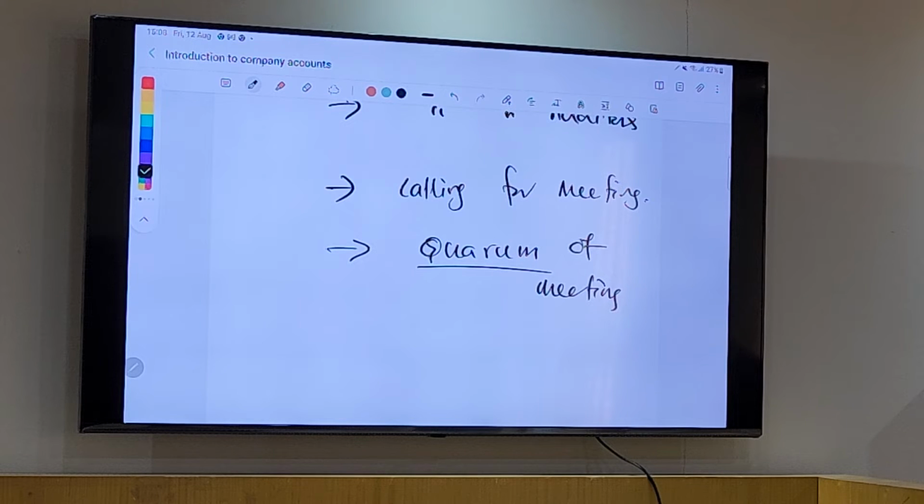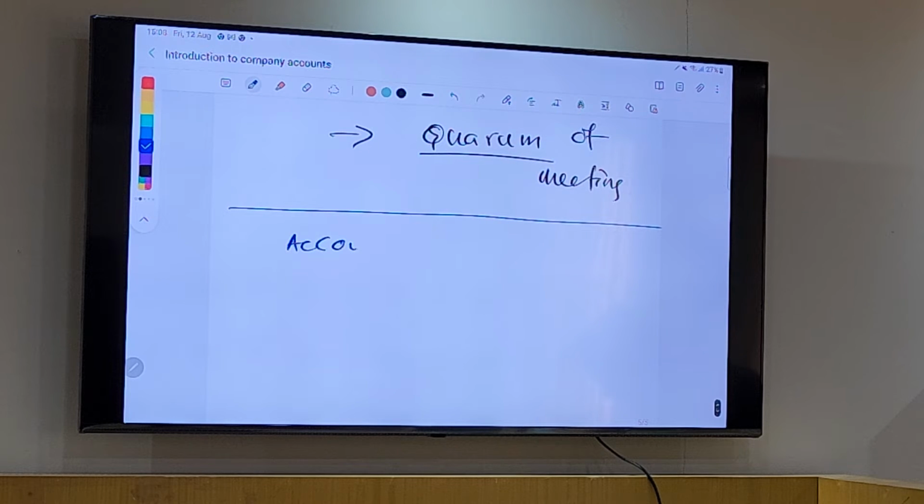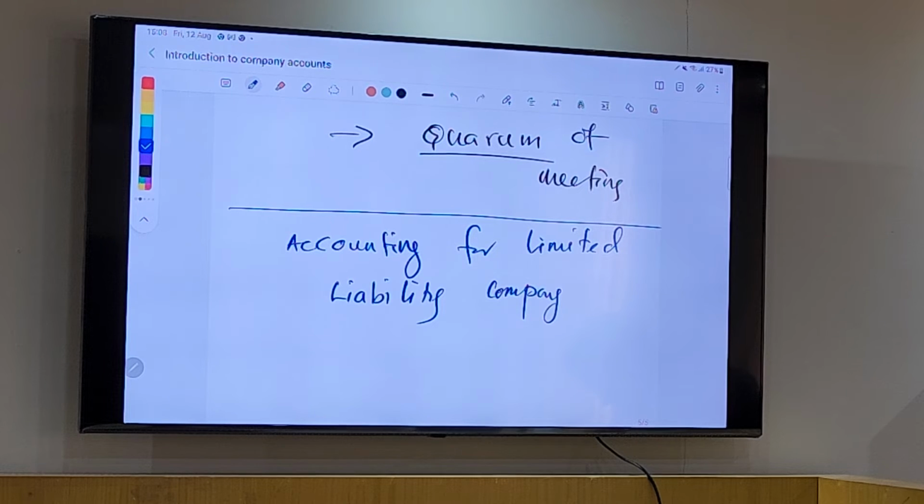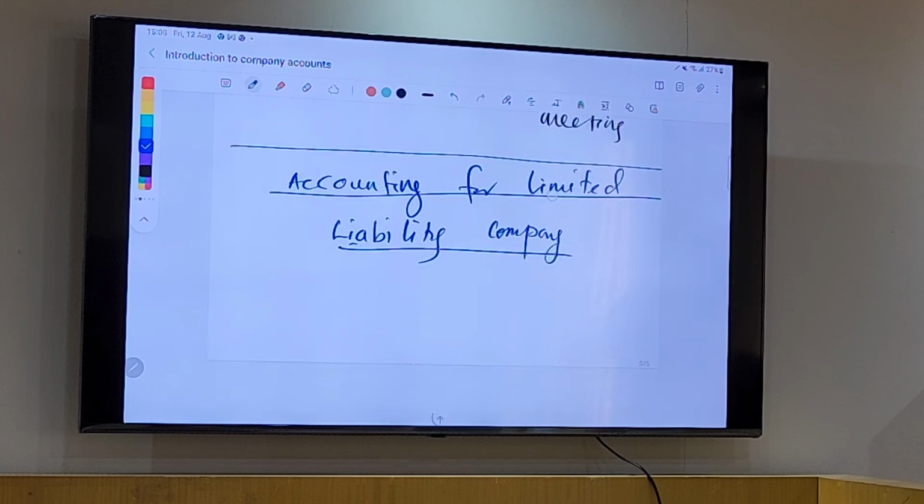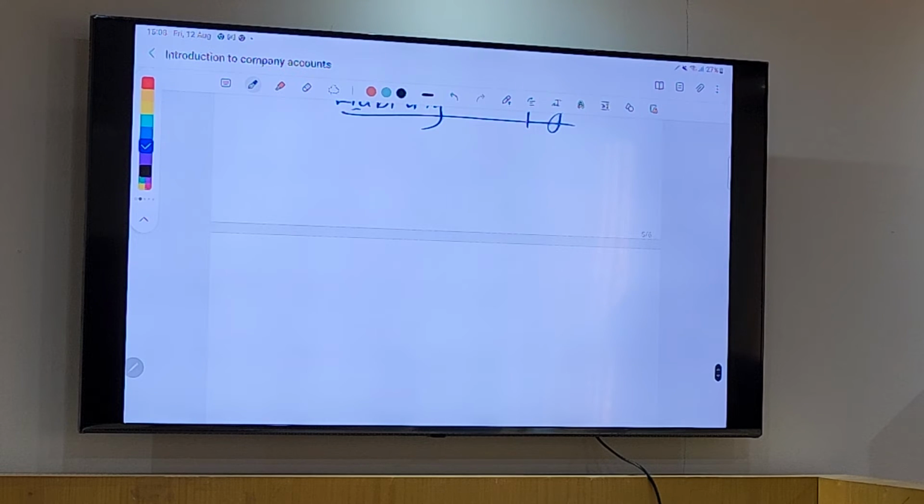Now we talk about accounting for limited liability company. Before I go to this, do you have any doubts or any questions on the topics that I discussed so far? Clear? Okay. Now, accounting for a limited liability company.